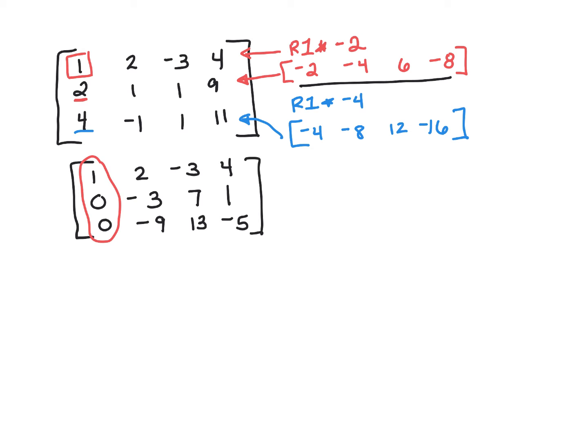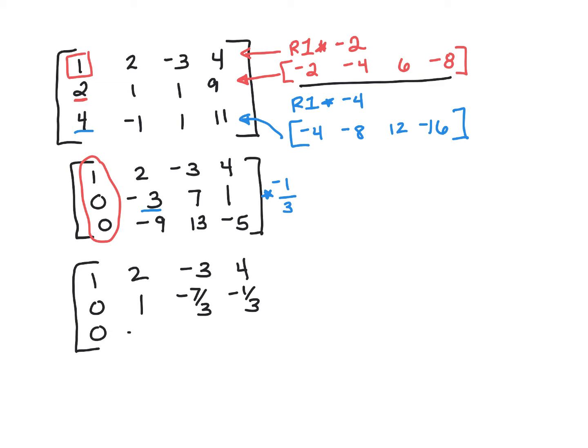And my next step would be to get this negative 3 to be a 1. So I'm going to multiply this row by negative 1/3. So I'm not going to change my first row. This is going to give me 1, negative 7/3, negative 1/3, and I'm not going to change my last row either.